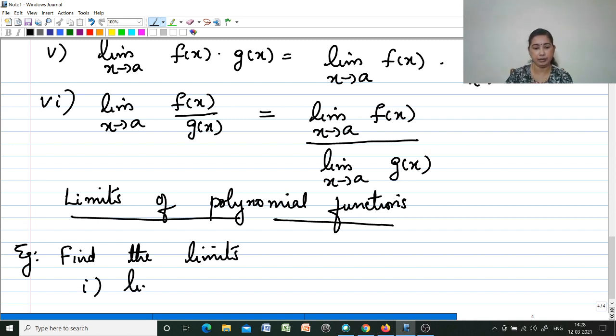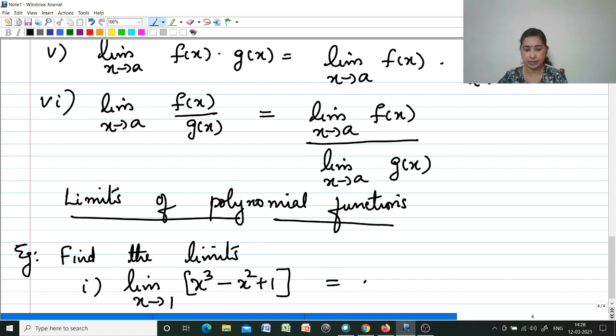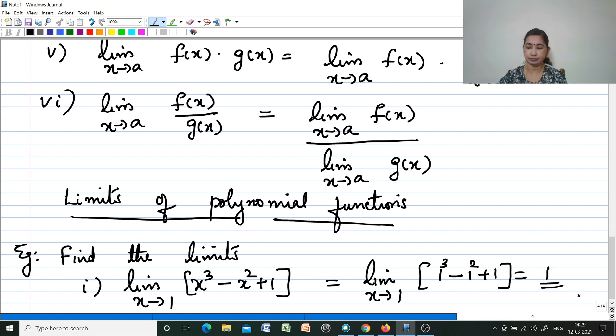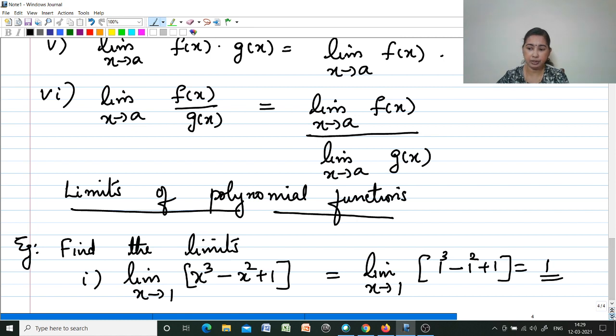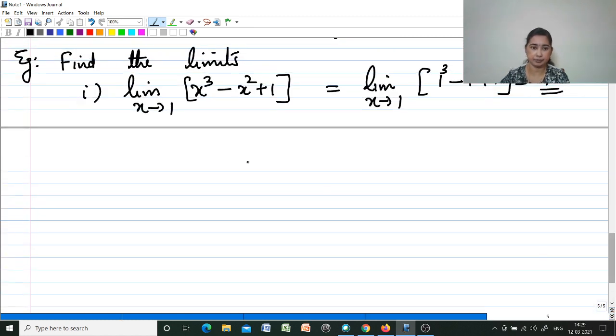First one, limit x tends to 1 of the polynomial function x cube minus x square plus 1. Here we can directly give the value x equal to 1, since x is tending to 1. So this can be written as 1 cube minus 1 square plus 1, which is equal to 1 itself. So for polynomial functions we can directly apply the limit.